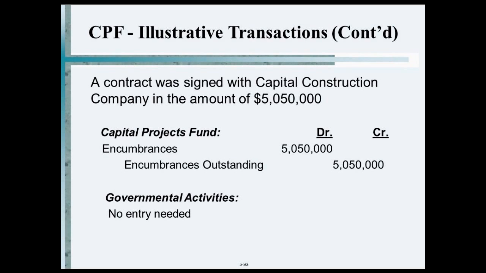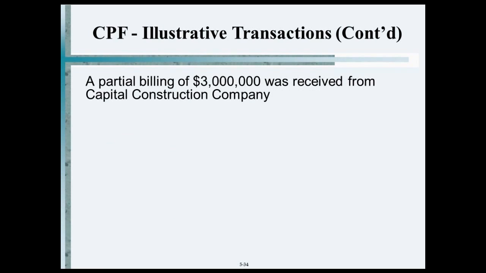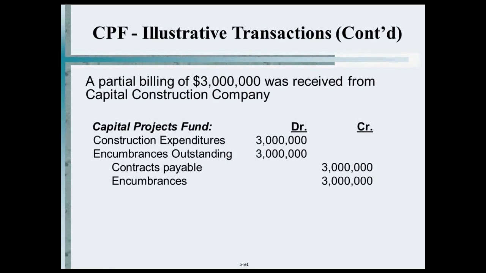See this? As soon as they sign the contract, an encumbrance is set up, right? Nothing happens here. Encumbrance is set up right here. Their first bill came in for $3 million. They debit the construction expenditures. They have a liability. They need to pay the contractor $3 million, and the encumbrance accounts are canceled. If it makes it easier, split this into two entries, one for the encumbrance, one for the other, to make it easier to understand. Okay.